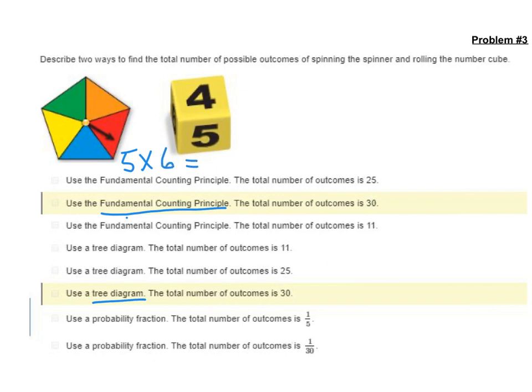So the fundamental counting principle says take the number of outcomes from this activity and multiply it by the number of outcomes for that activity. So 5 times 6 would be 30 outcomes. I'm not going to draw a tree diagram, that'll take me a while, but if I did, I would also have 30 outcomes. So the 2 answers you should have chosen are to use the fundamental counting principle with a total number of 30 outcomes, and to use a tree diagram with 30 outcomes.